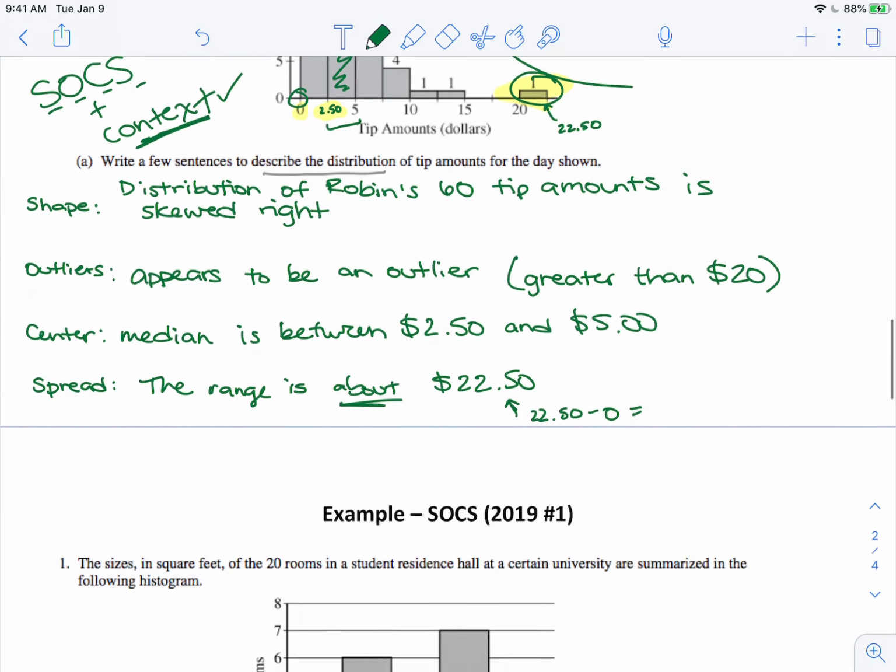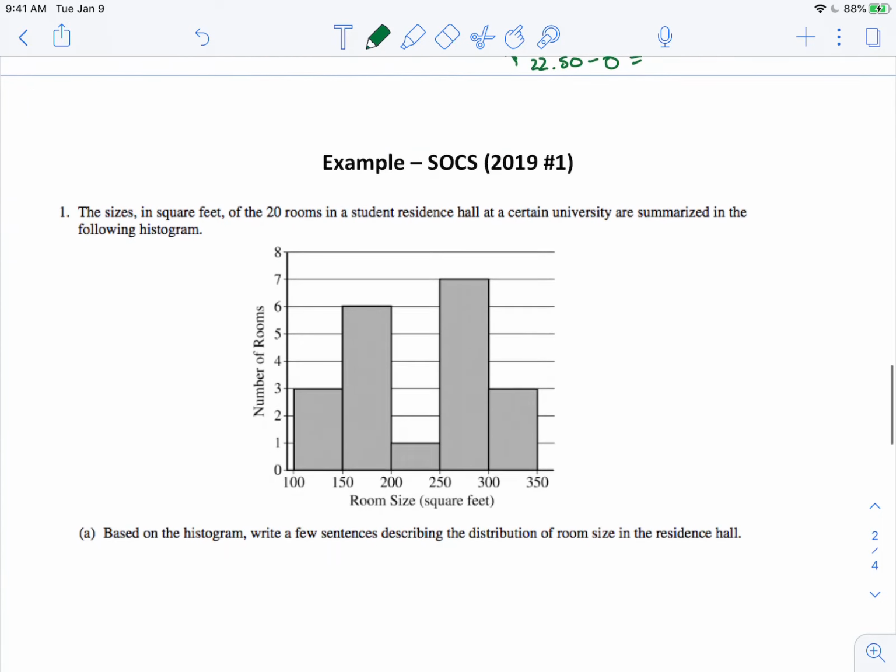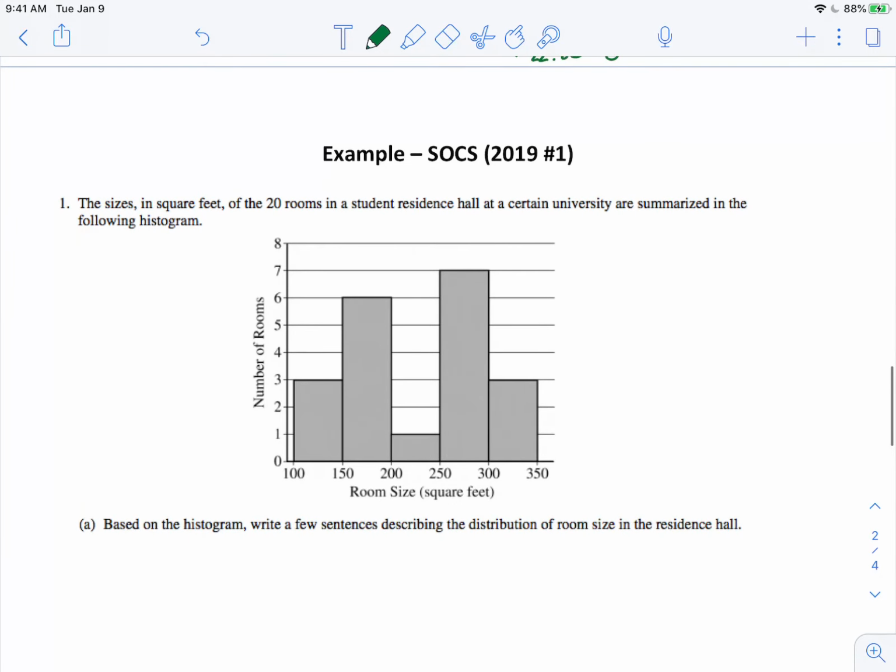I'm not going to go through the full question here on this one. I just wanted to talk about it really quick. So this was last year, 2019. Number 1, you'll notice that they asked you to describe the distribution here as well. And this is what I want to throw in.